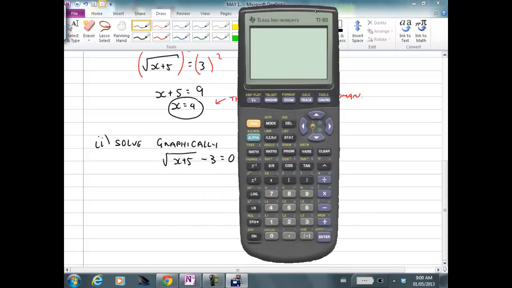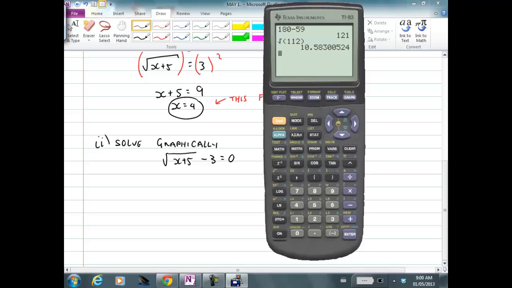First thing, I clear all this stuff out, and I type square root of x plus 5 in brackets, minus 3, and I hit graph. If you did it correctly, your graph looks like this, and there's one zero here. What they really want to know is, what is that zero? I go second, calculate, and choose zero.